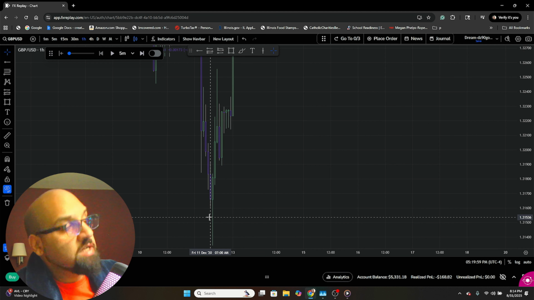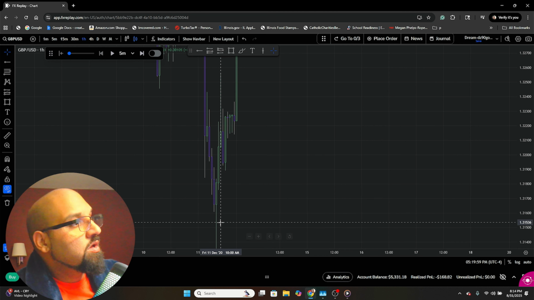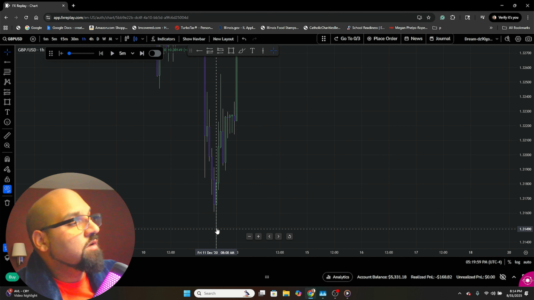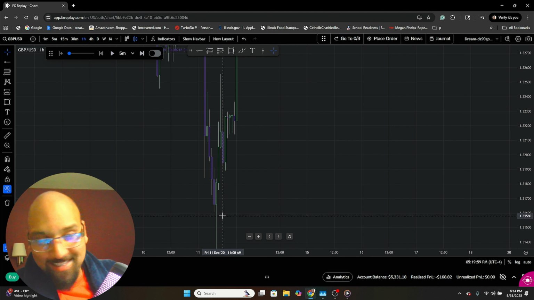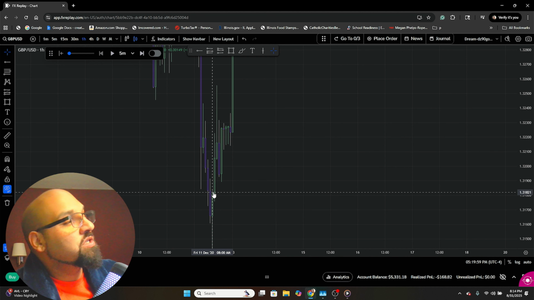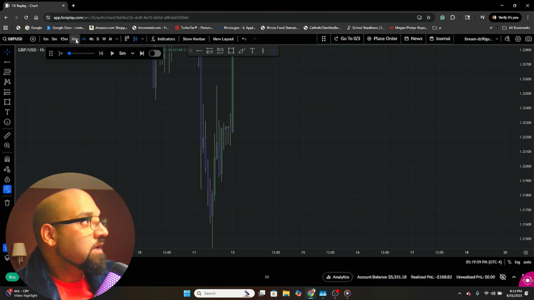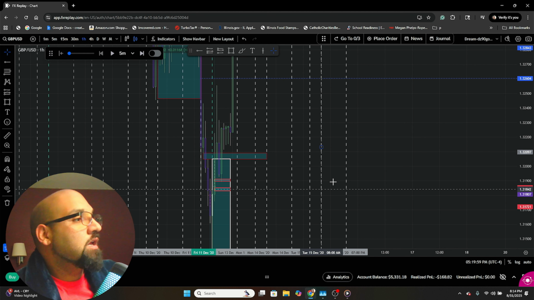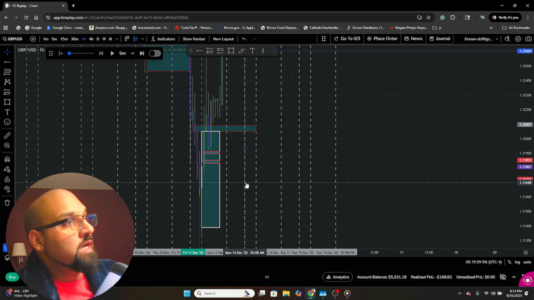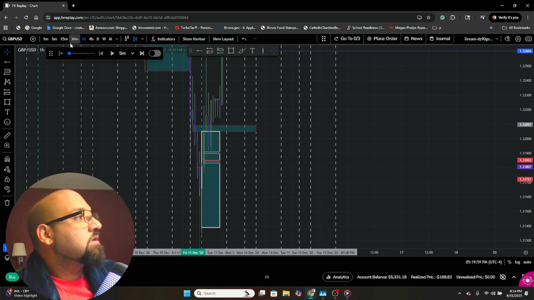We broke structure to the downside. I'm so sorry, we broke structure. We swept liquidity to the downside. We then had to break a structure on the hour. But I waited, just merely waited for the liquidity sweep to then build the order block to jump into.